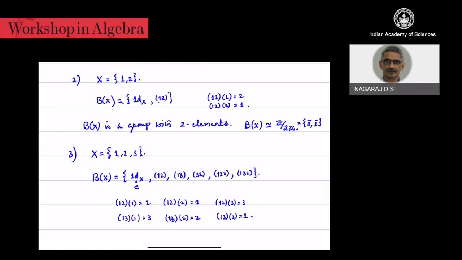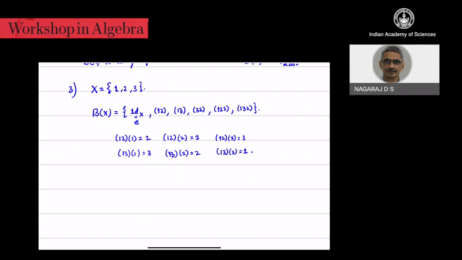Okay, so these are the bijections that one is considering. And you can check that these are all the bijections. There are no other bijections. So there are 6 elements. Okay. So already if you come to this, note that P3 is not commutative.